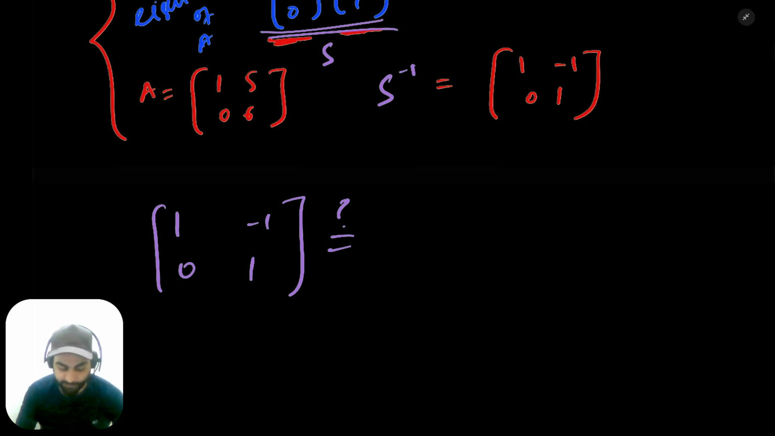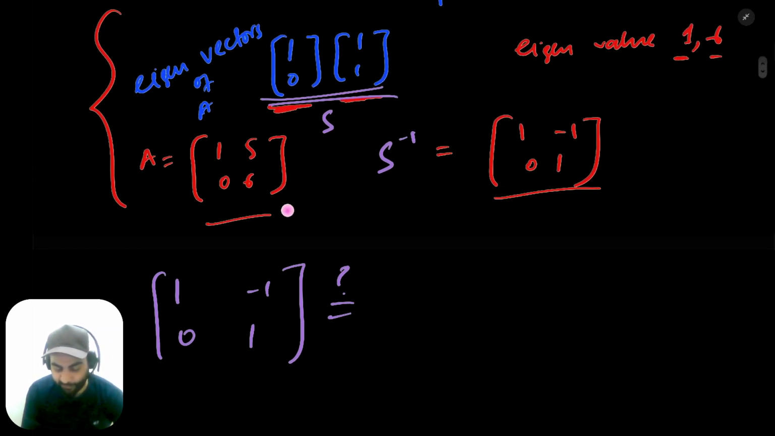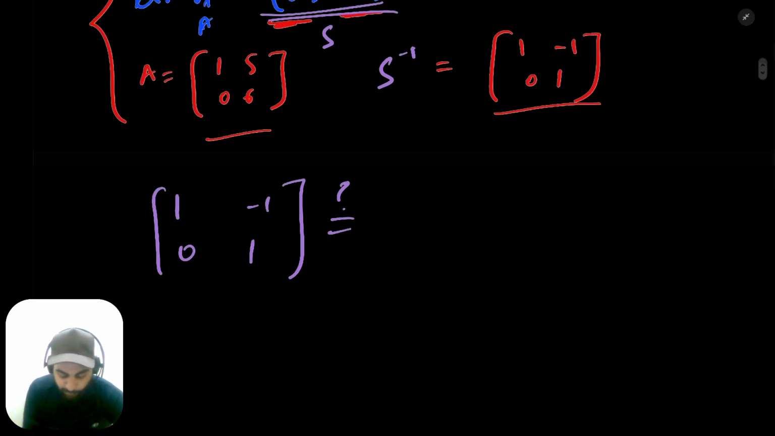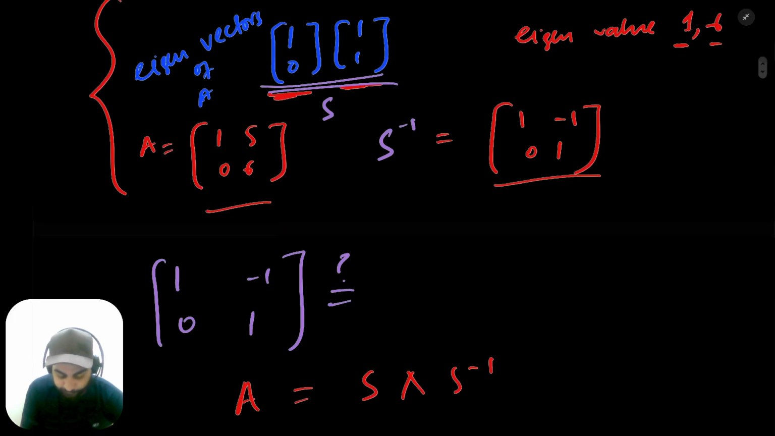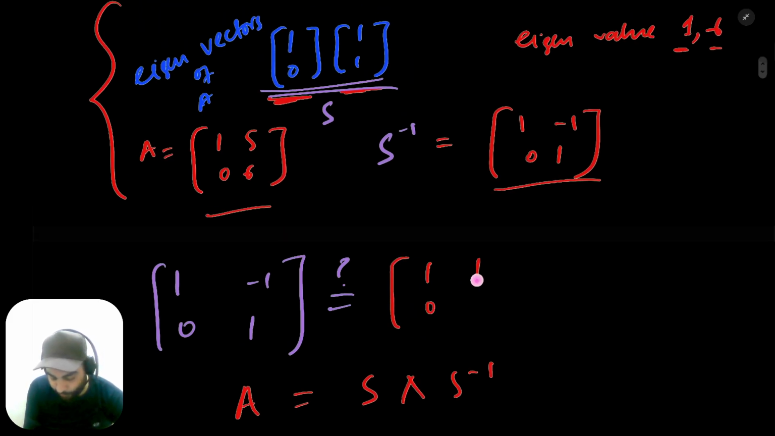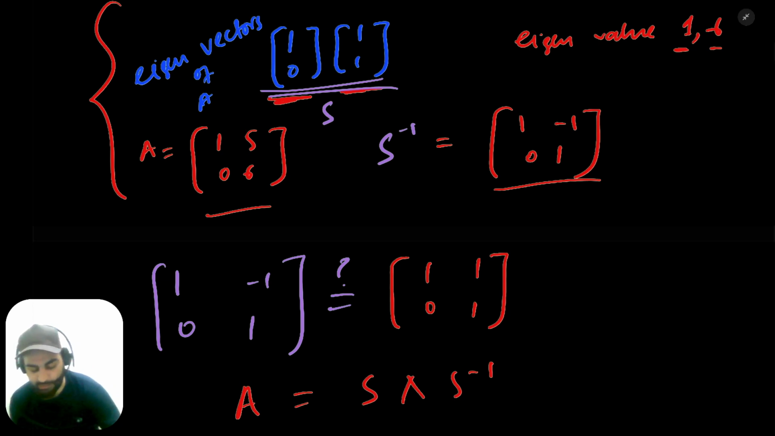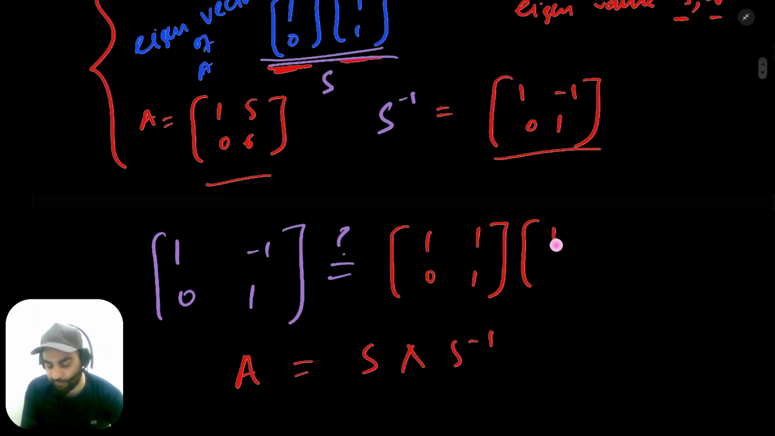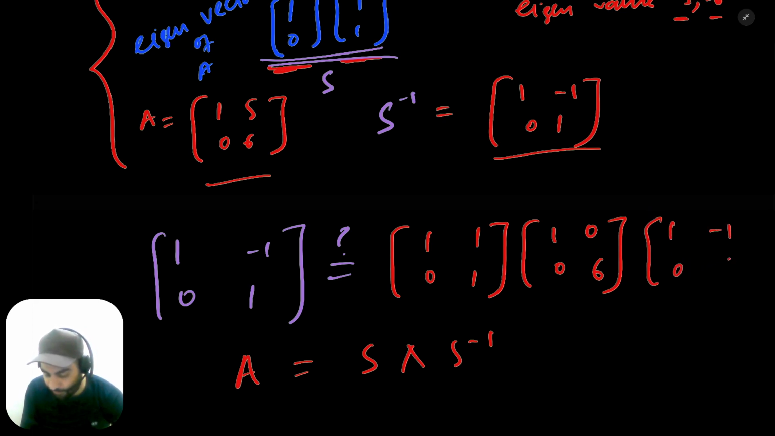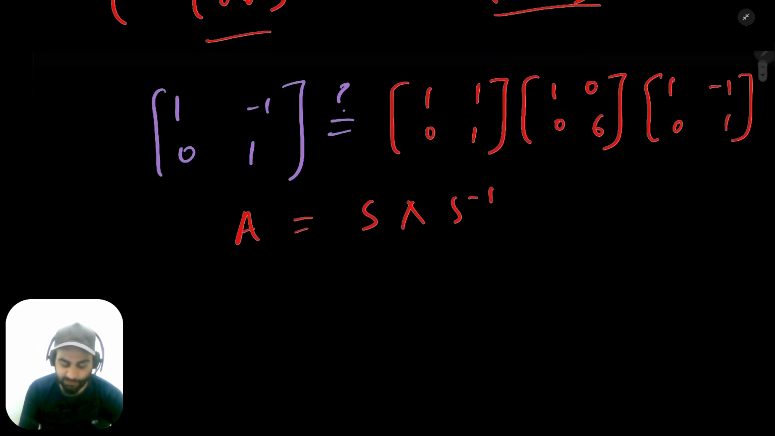So here we have this S, we have S inverse, and we have A, and we have the corresponding eigenvectors as well. We know that A is equal to S lambda S inverse. So S will be equal to 1 0 1 0 1 1 as columns, and lambda will be 1 and 6 on the diagonal with zeros elsewhere. Then we need S inverse, which is 1, minus 1, 0 and 1.